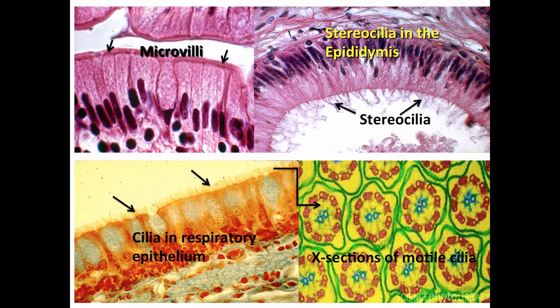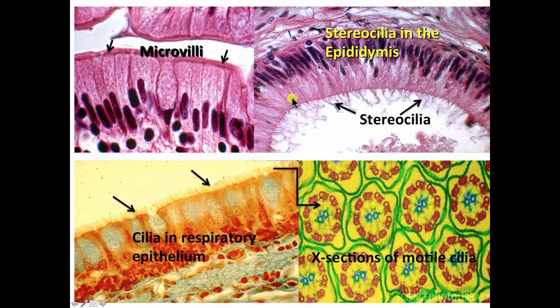We also looked at the structural specializations on the surface of epithelial cells. We looked at microvilli, which line the entire digestive system. Some of you got a little confused between microvilli and villi. Microvilli sit on top of the absorptive cells of the villi, and are specialized for the absorption of nutrients from the contents of the digestive system.